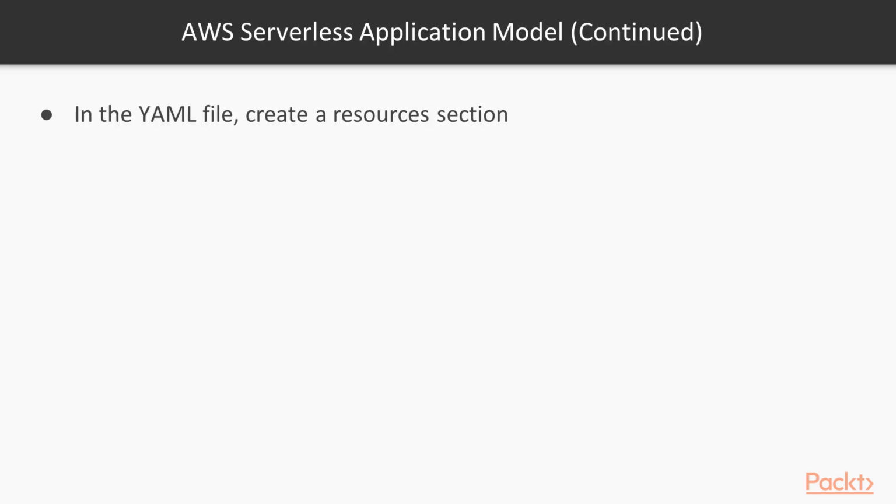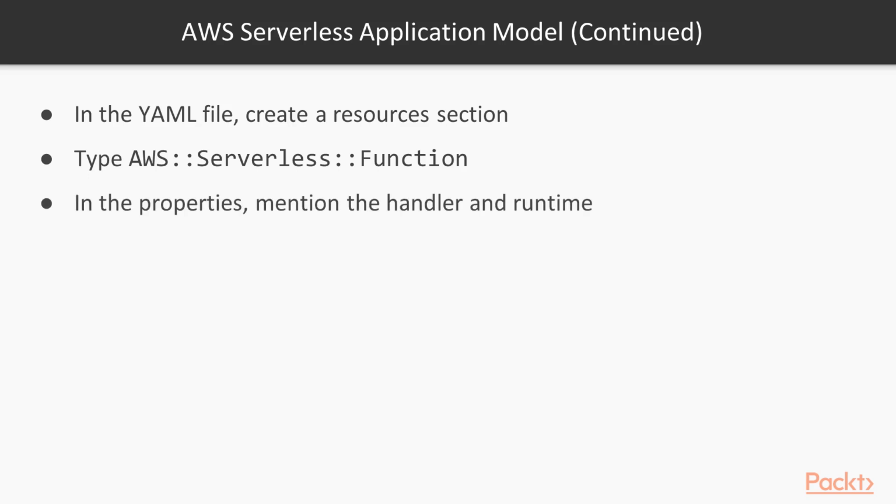Then in the YAML file, you will define something known as a resources section, and in that you will define the type of AWS serverless function. So the resources section in the YAML file will define that your locally defined Lambda code is the one that needs to be deployed onto AWS. In the properties section, you will then mention the handler and the runtime which is used for the underlying function.